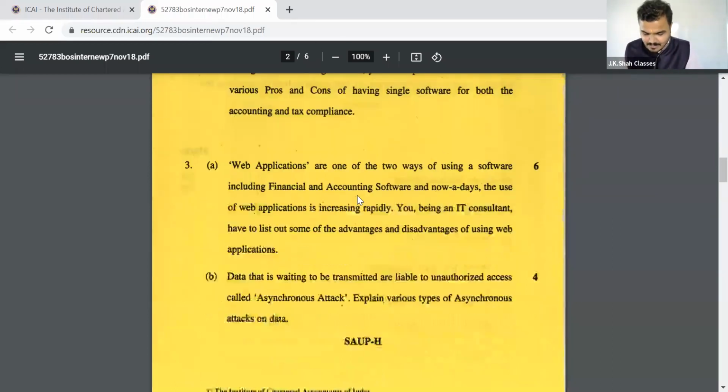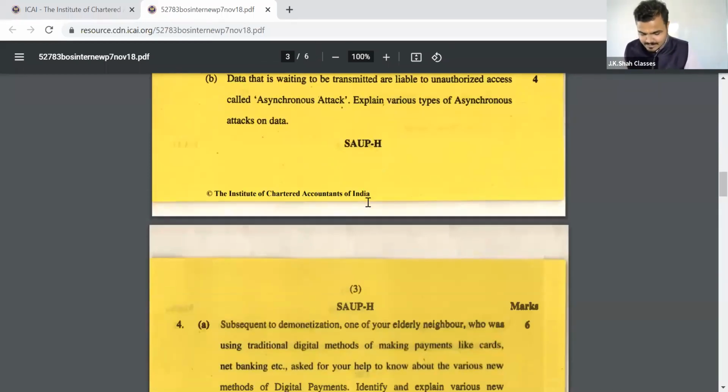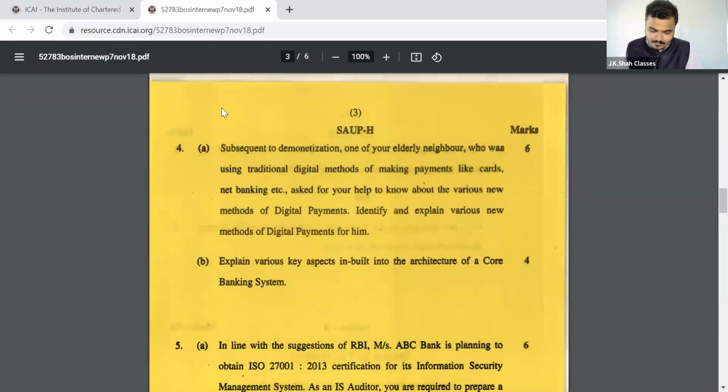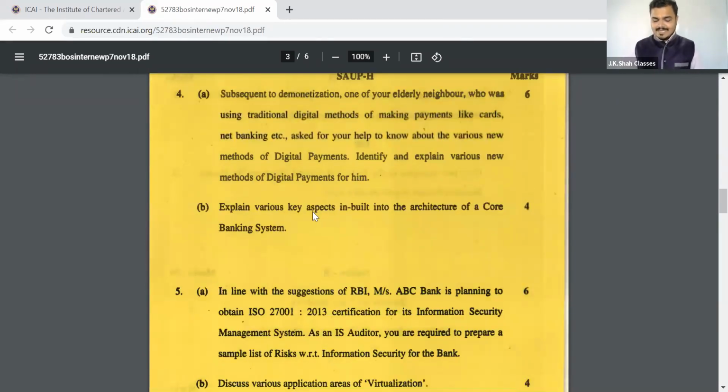Not only this, my dear chartered, but a little bit ahead. See this, question number 5B: explain the various key inbuilt architecture in CBS. CRI, remember: customer centric, resource optimization, regulatory compliance, and information flow. 4 points, 4 marks. 18 plus 4, 22.